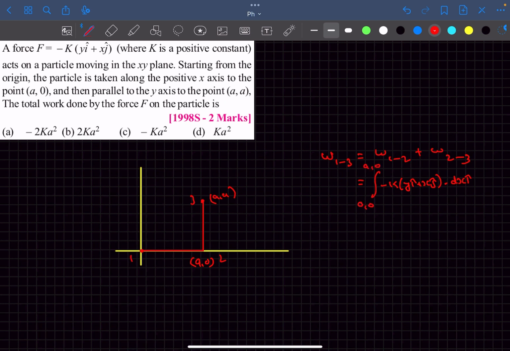And the second integral, which is work done from 2 to 3, that will be the force F, which is minus k y i cap plus x j cap, dotted with the displacement vector, which is dy j cap in this case. And the limits will be from a comma 0 to a comma a. So after solving this integral, you'll get the answer as minus ka squared.